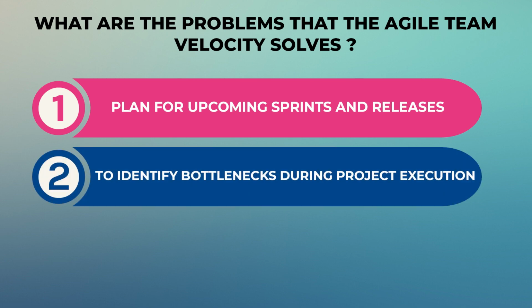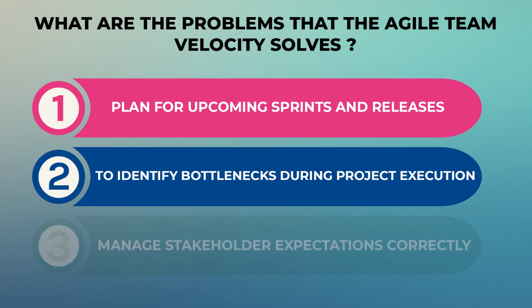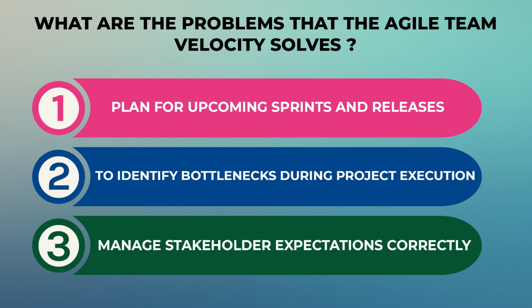And second is to identify the bottlenecks associated with the agile team, so quickly find out if there are any problems which the team is facing, or figure out whether the team needs support. And third and last is to manage stakeholder expectations. If we have clarity on how much work we can accomplish by what time, then we can manage the stakeholder expectations accordingly.